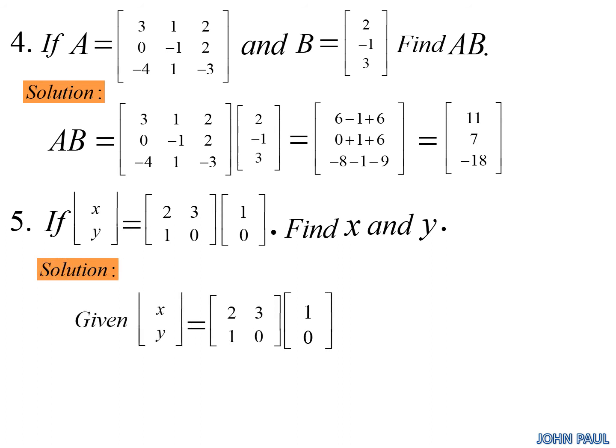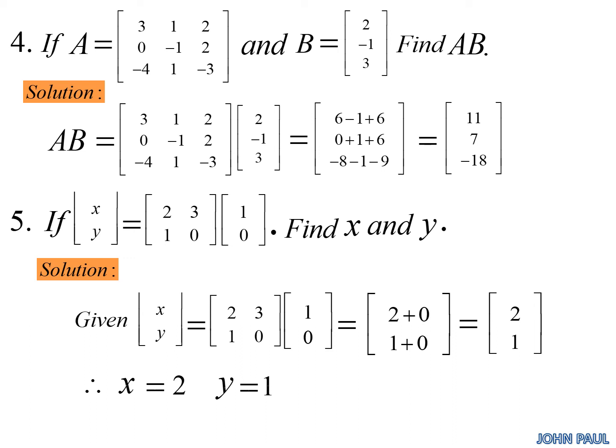Given matrix, multiply the right side. We know the matrix multiplication. We'll take the first row, multiply with the column. 2 into 1 plus 3 into 0 is 0. Similarly, 1 into 1 plus 0 into 0. We got the value as 2 and 1. Therefore, by equating, x equals 2 and y equals 1.